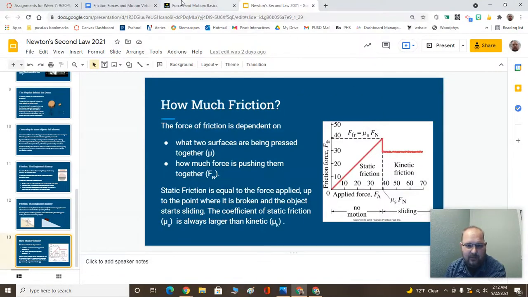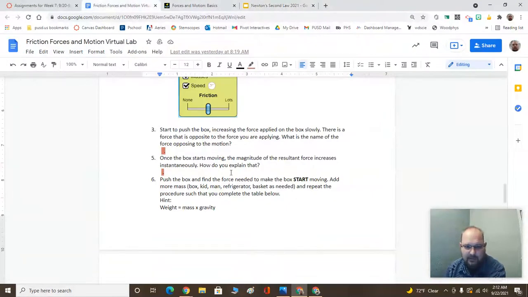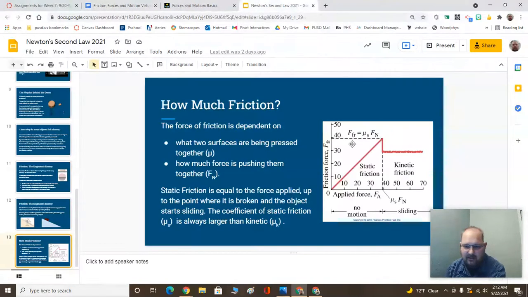And so that is what we are looking at when we try to explain, once the box starts moving, the magnitude of the resultant force increases instantaneously. How do you explain that? That is going to be the difference between static and kinetic friction, right? That little guy right there.